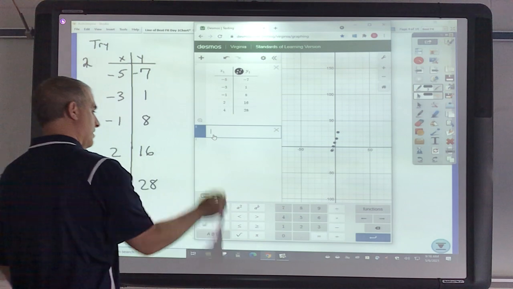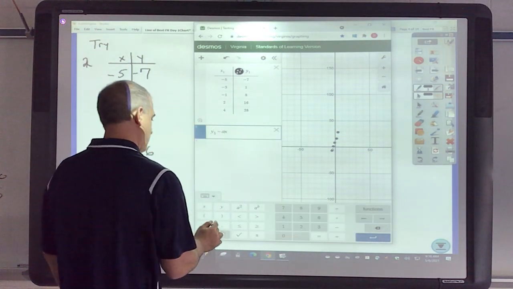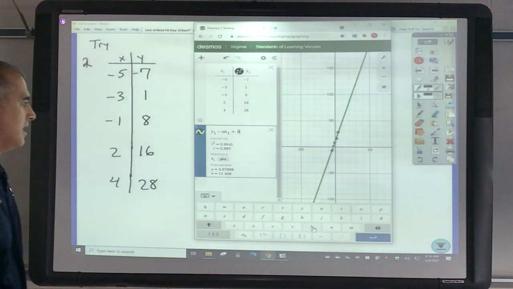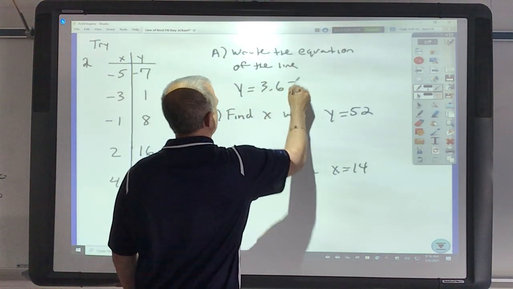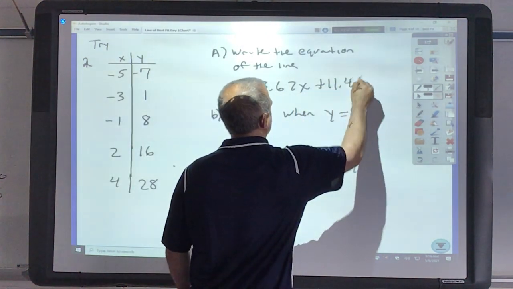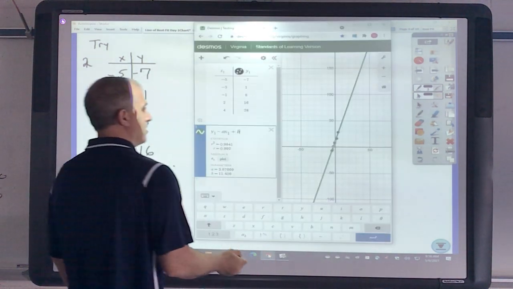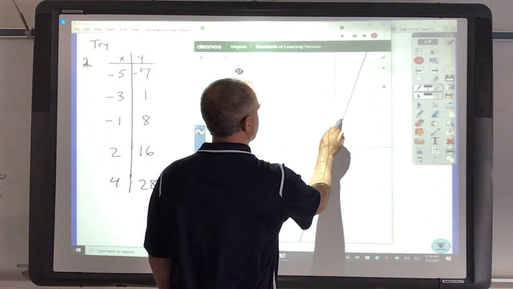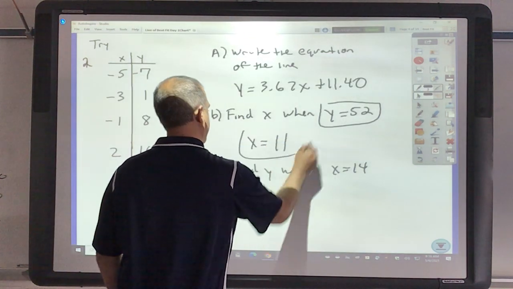All right. So I want to go y1, curve bracket ax1 plus b. And I got 3.67 for a. Put that with x, and then 11.40. Find x when y is 52. So I want to move this so I get y being 52. So about 11. Okay, x will be about 11.